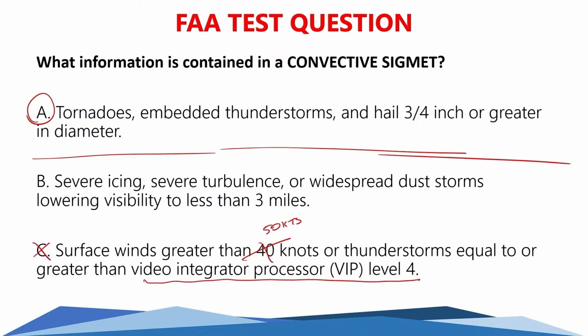Severe icing, severe turbulence, those two are good, but widespread dust storms lowering visibility to less than 3 miles, that's actually going to be a SIGMET. That's not in a convective SIGMET in that circumstance.